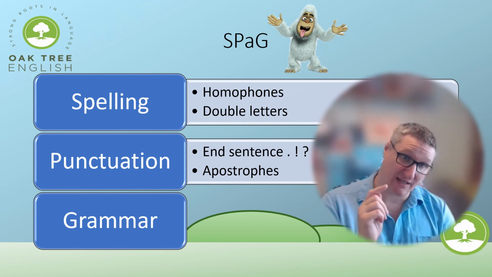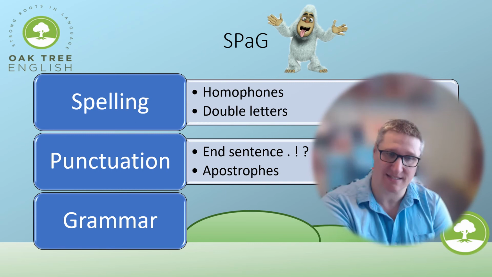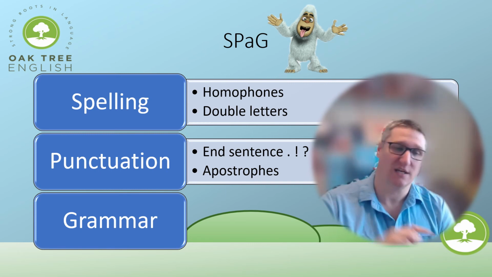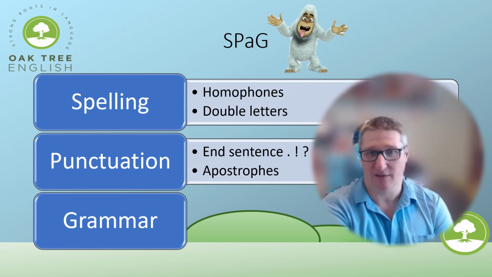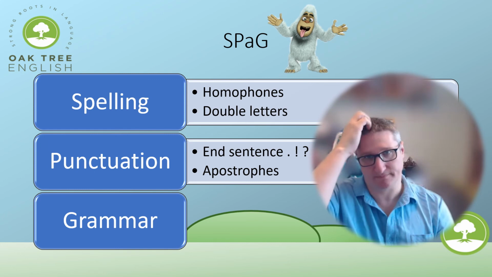So normally the apostrophe goes before the S, the possessive S, but occasionally if the word ends in S, the apostrophe goes after the final S, like Jesus' disciples.